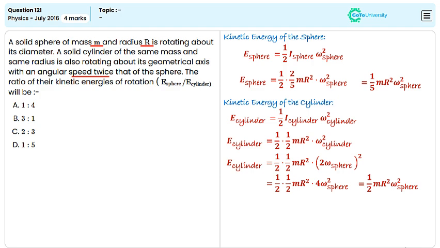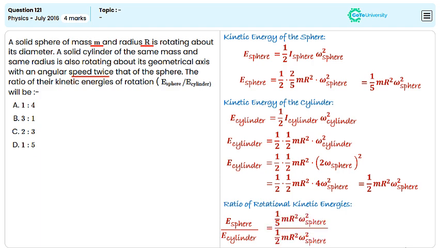Finding the ratio of rotational kinetic energies, we get energy of sphere by energy of cylinder equals 1 by 5 mr square into omega square of sphere by 1 by 2 mr square into omega square of sphere, which is equal to 1 by 5 by 1 by 2, that is 2 by 10, which is nothing but 1 by 5. Therefore, the ratio of the rotational kinetic energies is 1:5, that is option D.